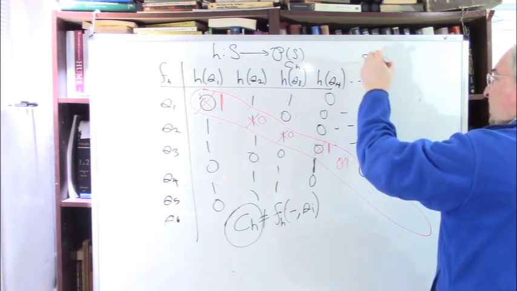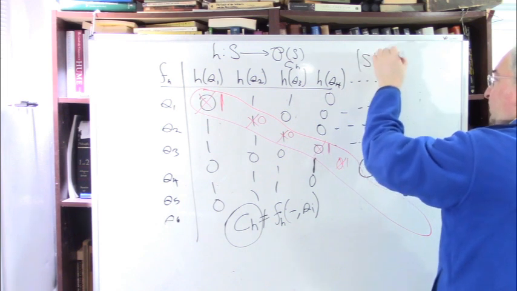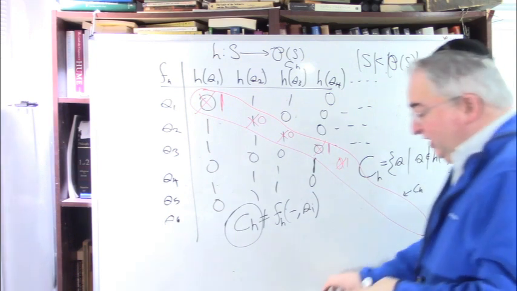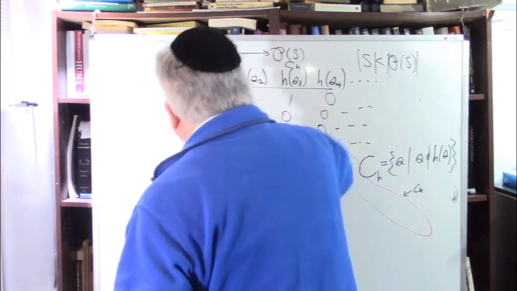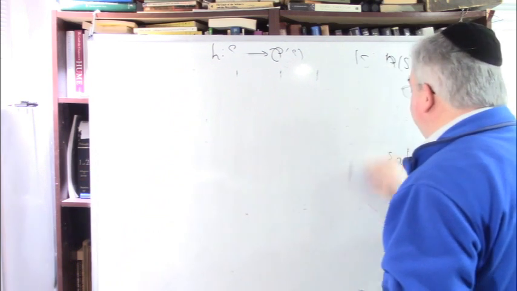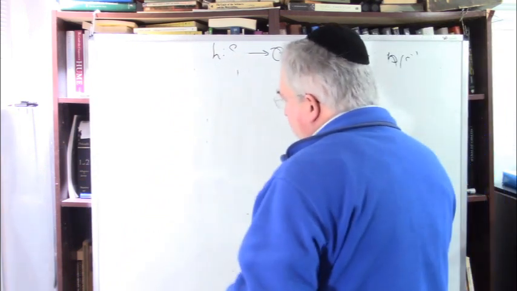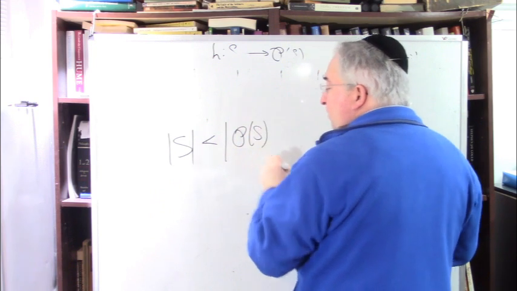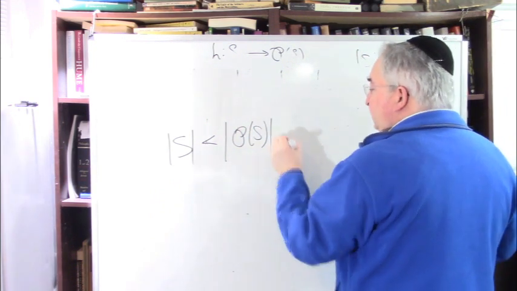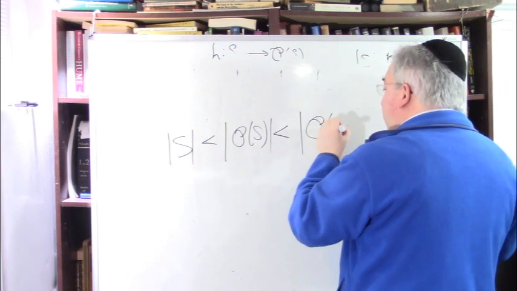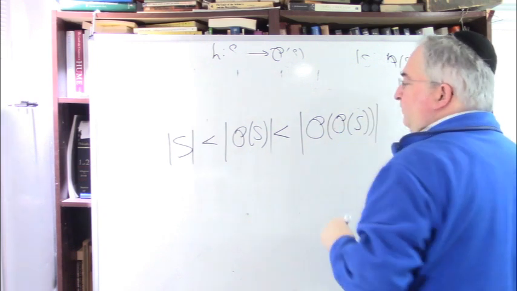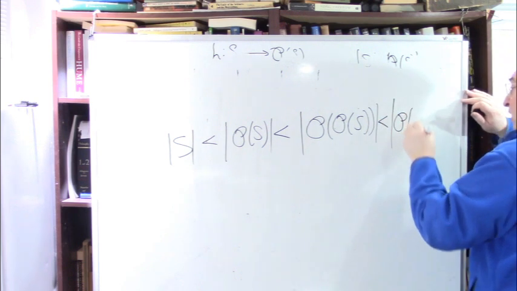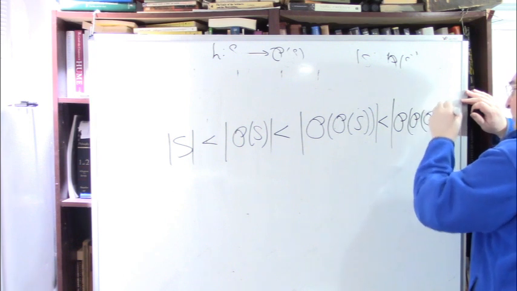S has fewer elements than the power set of S. Okay, and this is true for any set whatsoever. In particular, let's take Cantor's theorem very, very far. We have S, and it has fewer elements than the power set of S. But this theorem works for any set whatsoever, including the power set of S. And so that has fewer elements than the power set of the power set of S, and so on, the power set of the power set of the power set of S.